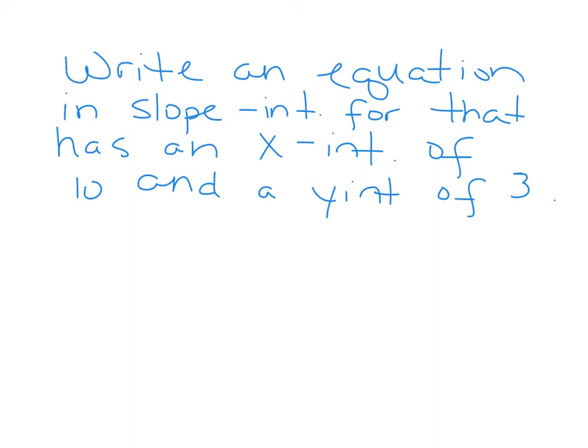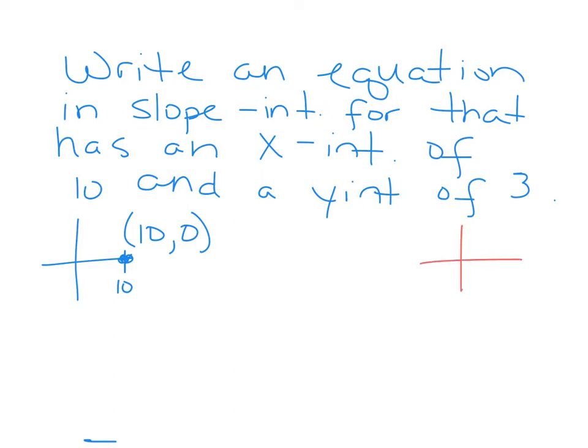Okay, so what if a problem was like this on your review today? Write an equation in slope-intercept form that has an x-intercept of 10 and a y-intercept of 3. I kind of left out a couple words there, sorry about that. If it has an x-intercept of 10, we need to know what ordered pair that is. If it crosses the x-axis at 10, what is that point? Well, it's (10, 0). So my x-intercept is (10, 0). Then it says it also has a y-intercept of 3.